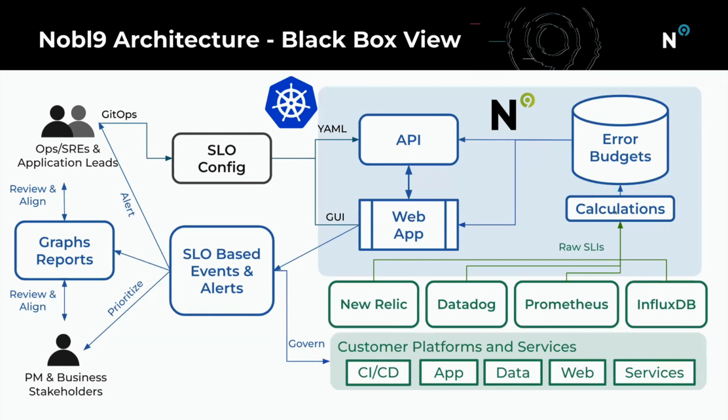Nobl9 then consumes those SLIs that were calculated from various data sources, whichever you specified, pulls in the data, and throws it through a calculation engine, which develops the error budgets for the service, where they are, and how much is burnt and so forth. The data then gets exported back out through the web app for alerts or for updating our graphs for users to interact with.